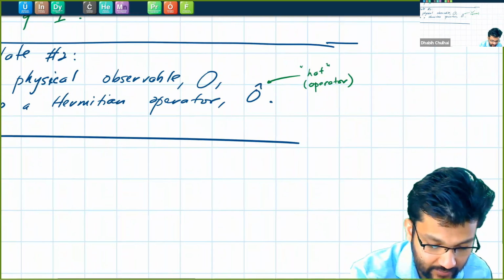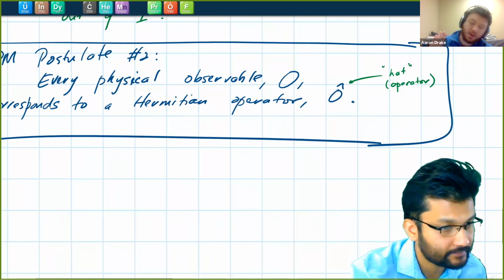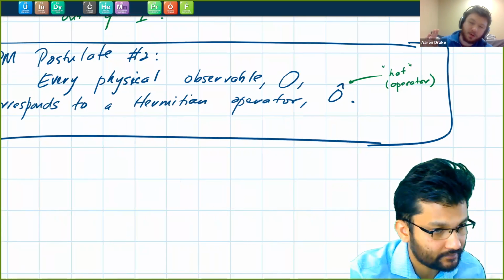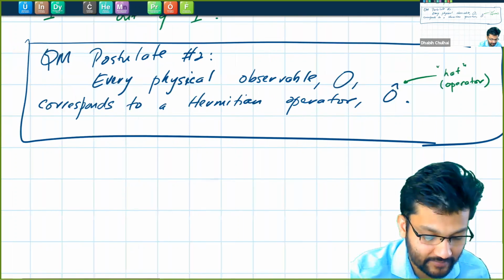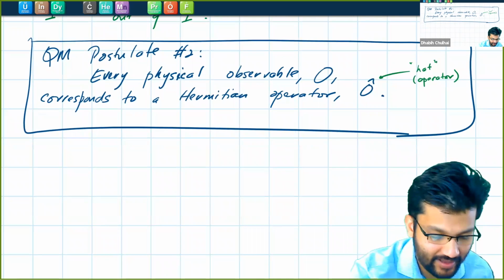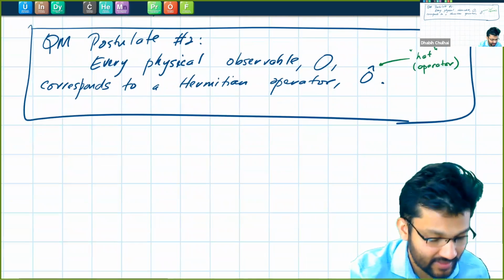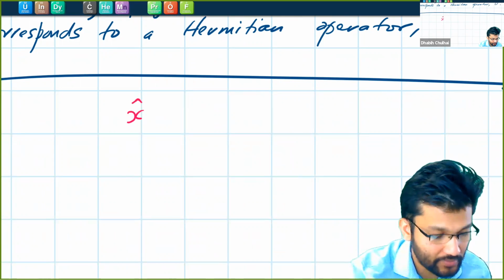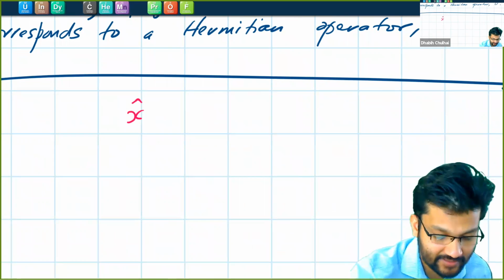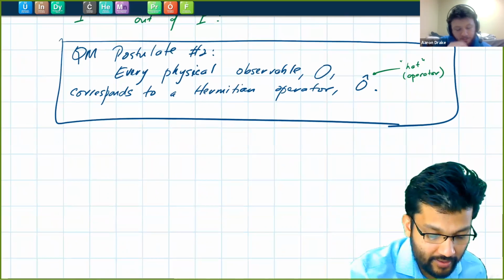But what does this mean? So question, are X, Y, and Z then operators of position? Is that correct? Okay. And again, X, Y, and Z are variables, but they're also operators. We'll get to that in a second. But yes, essentially.